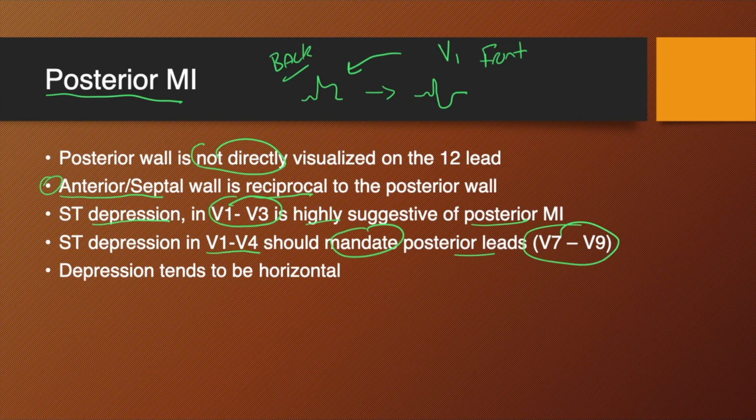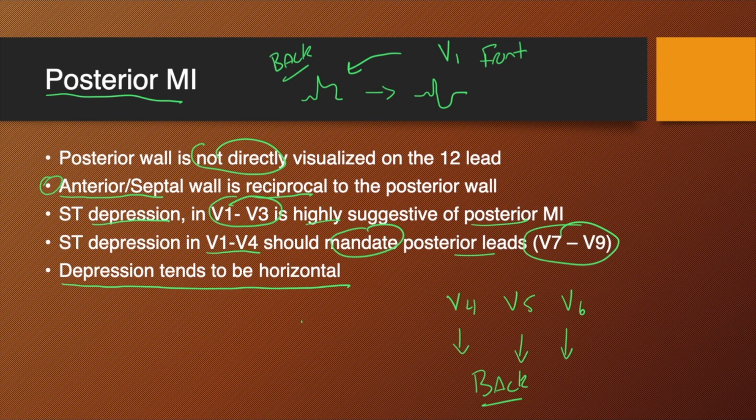So ST depression in V1 through V4 should mandate something called posterior leads, V7, V8, and V9. And essentially what you do is you take leads V4, V5, and V6, and then you put them on the back of the patient to get a view of the posterior wall. And I'll show you how to do that. And this is also something that can help. The ST depression that you see tends to be horizontal as opposed to the upsloping depression that you see in De Winter T waves.